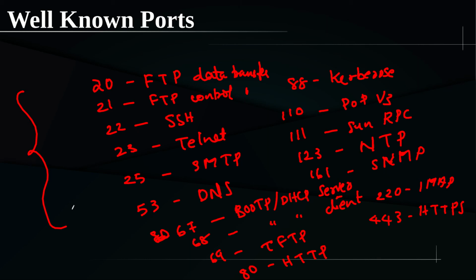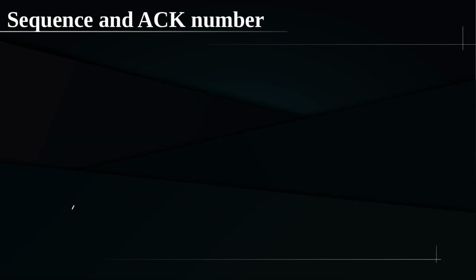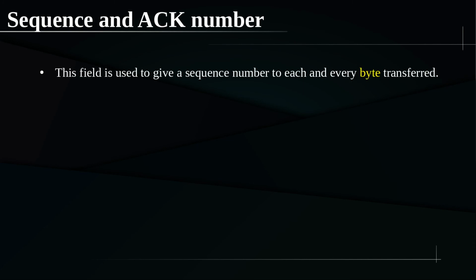That will be good. And there are many, right? So I hope you get a clear idea about the port number and its usage. So now, about the sequence and the acknowledgement number, let's see that also in this lecture. This field is used to give a sequence number to each and every byte transferred. We have already seen that TCP is a byte stream protocol, right?